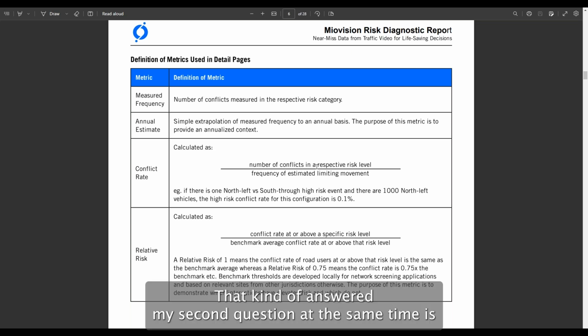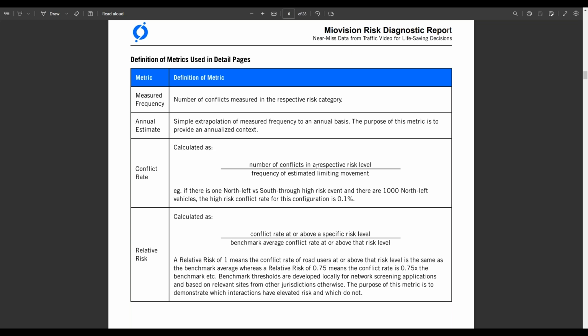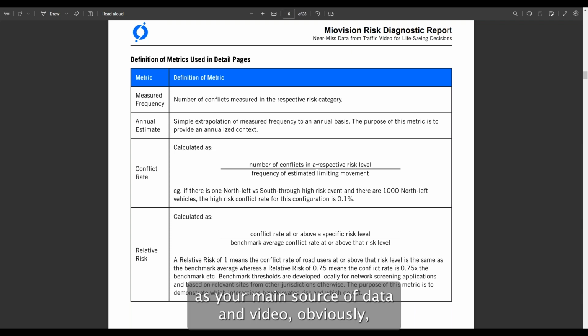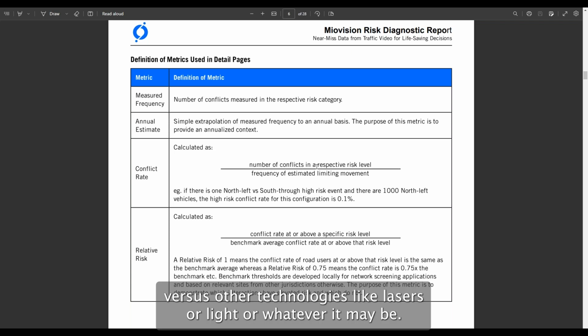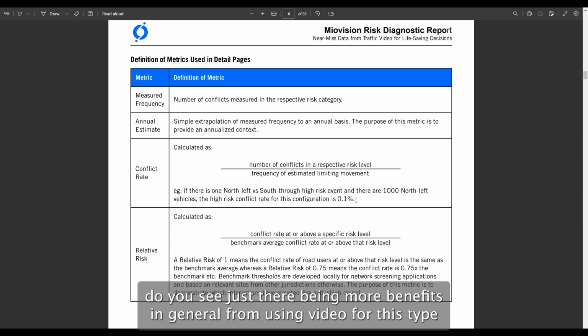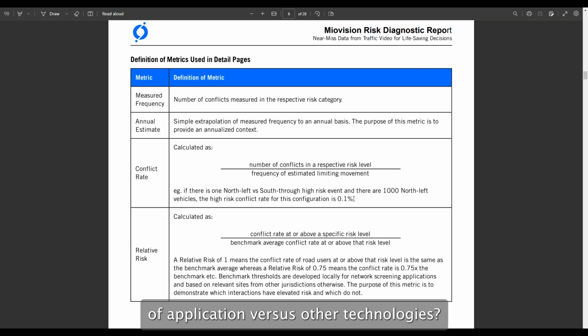And that kind of answered my second question at the same time. Obviously you've chosen video as your main source of data, versus other technologies like lasers or LiDAR or whatever it may be. Aside from being able to come up with that model, do you see there being more benefits in general from using video for this type of application versus other technologies?